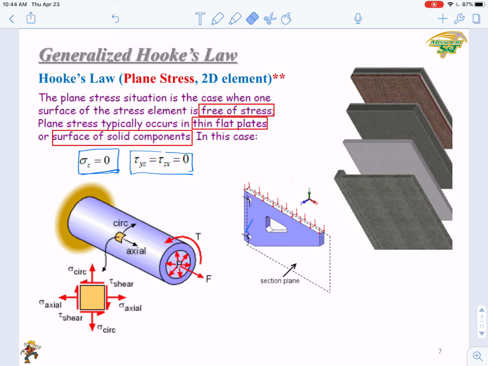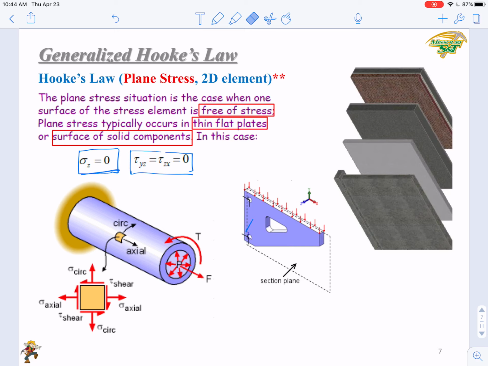Here we will just introduce two situations. The first case is called plane stress situation. Then we will talk about a plane strain situation. The first one, the plane stress situation, is the case when one surface of the stress element is free of stress. The plane stress typically occurs in thin plates or the surface of a solid component.